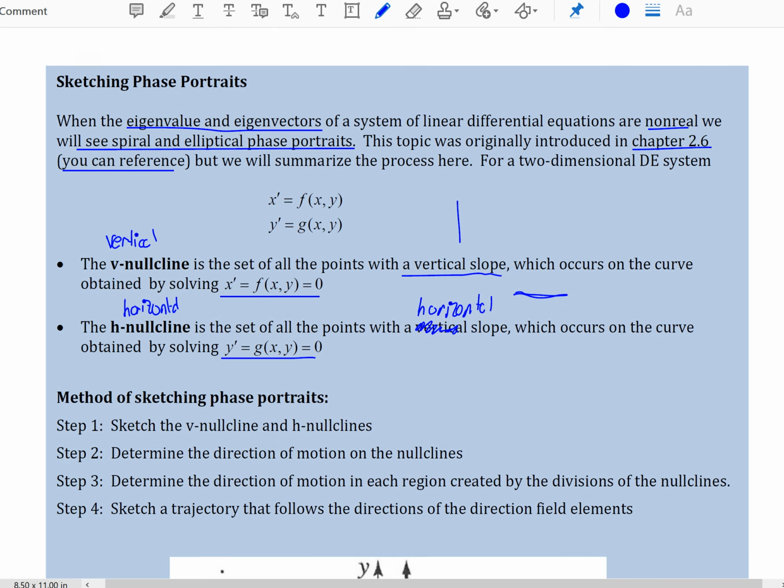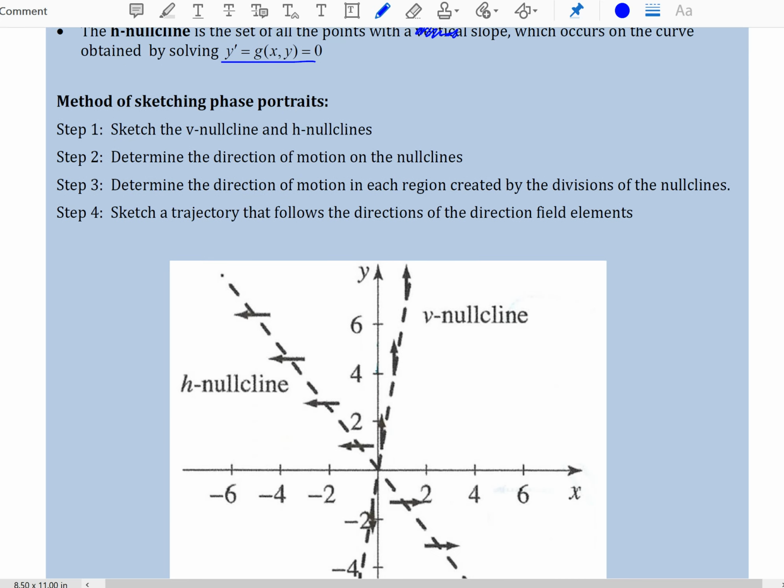So the method that we're going to use to find our phase portraits is to find your vertical and horizontal null lines and sketch those. Determine the direction of movement on the null lines. For example, on your vertical null line, are you moving up or down? On your horizontal null line, are you moving left or right? So determine the direction of motion on the null lines. Then determine the direction of motion in each region created by the divisions of the null lines.